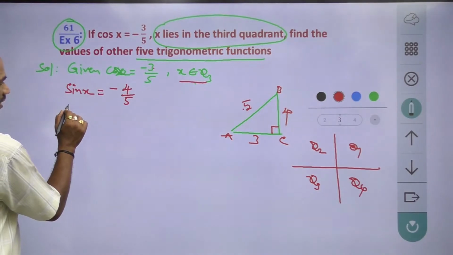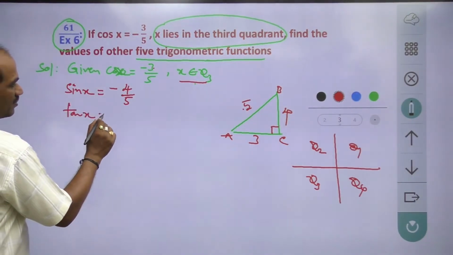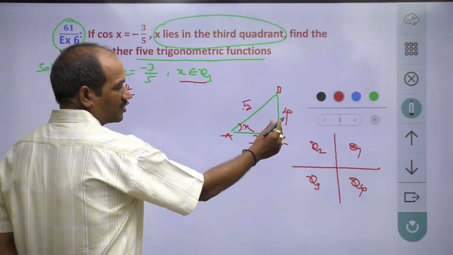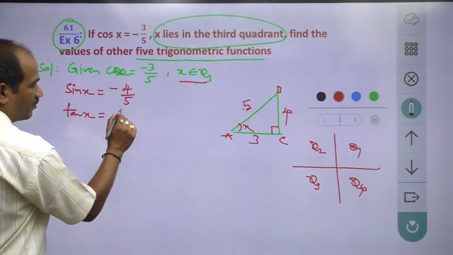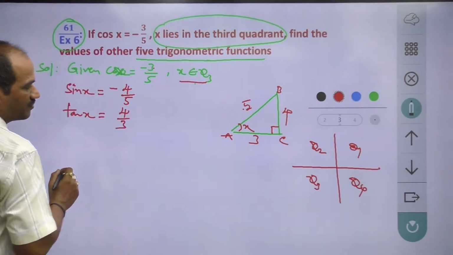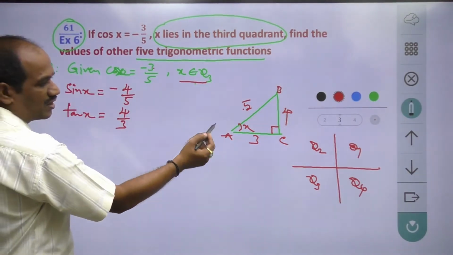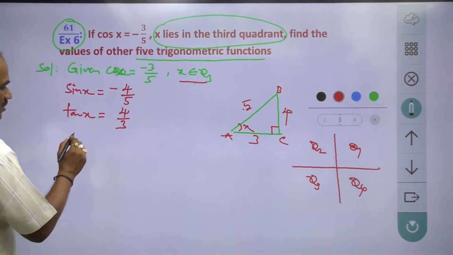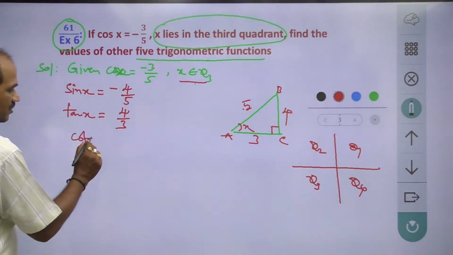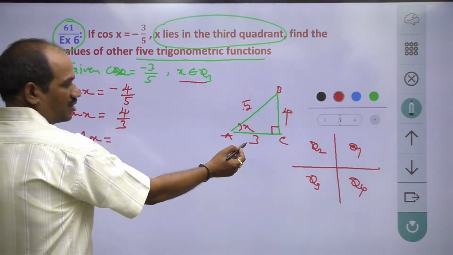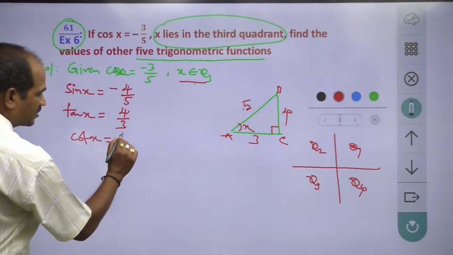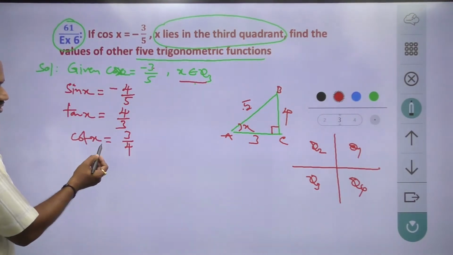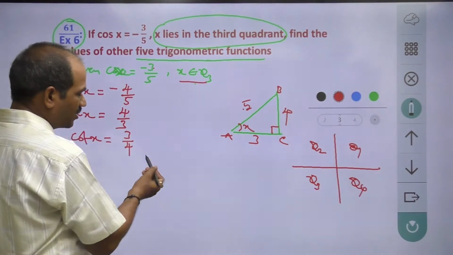Next tan x. Tan x is opposite side by adjacent side, so that is 4 by 3. Since x lies in the third quadrant, tan is positive, so 4 by 3. Next cot x. Cot x is adjacent side by opposite side, which is 3 by 4. So cot x is 3 by 4. x lies in the third quadrant, and in the third quadrant cot is positive.